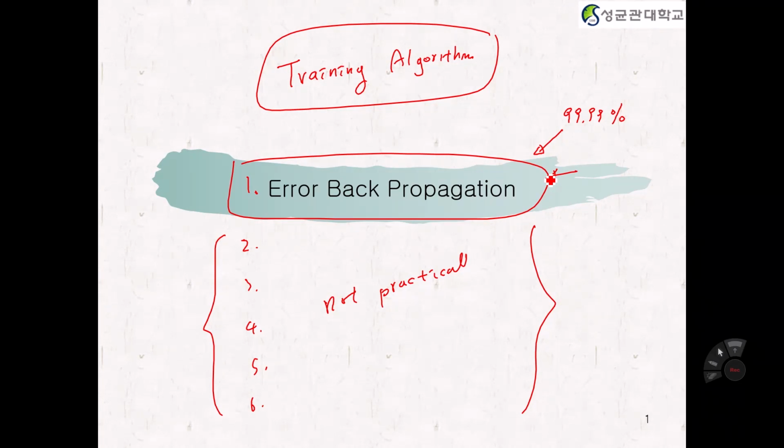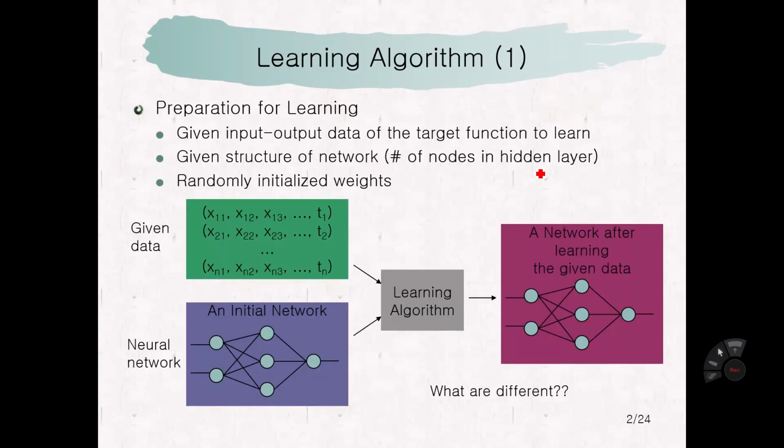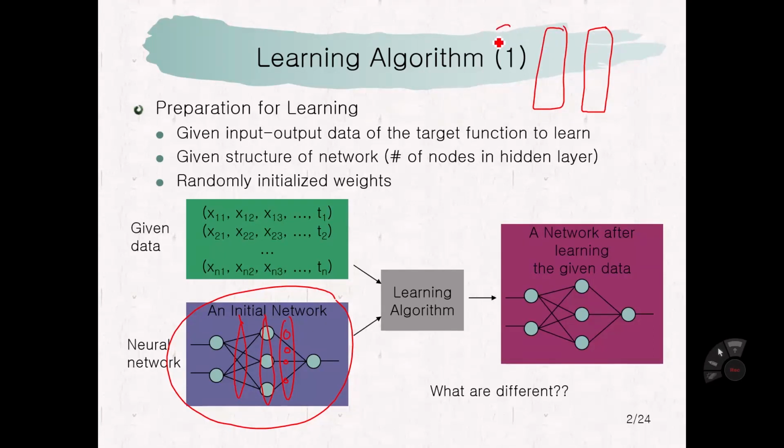This is a very important topic in neural networks. This is an overview of the learning algorithm. This is a neural network. You determine the number of hidden layers, and then you determine the number of nodes. You have to determine the structure of a neural network: the number of layers and the number of nodes in the hidden layers. What then does the training algorithm do?